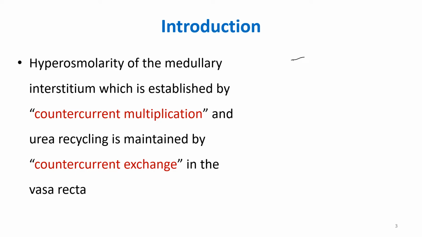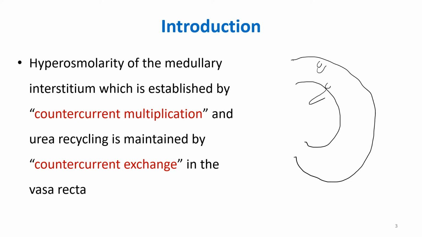See, suppose this is a kidney, the cortex of the kidney, and suppose this is the medulla of our kidney. We know that there are two types of nephrons, the cortical nephrons as well as the juxtamedullary nephrons. And we know that the loop of Henle of the juxtamedullary nephrons dip into the medulla, and these are responsible for the counter current multiplication.